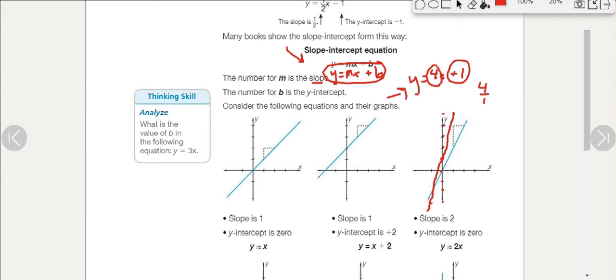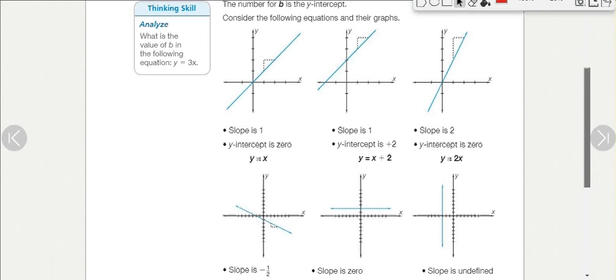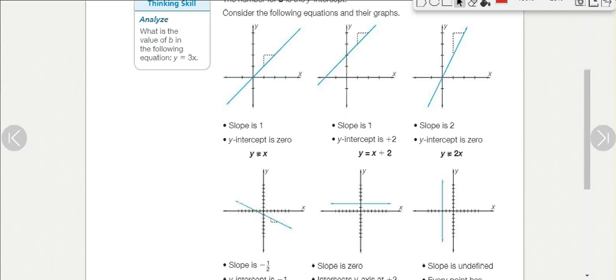So the m is the slope, and the b is where it crosses y, is where you count your rise and run from. So let's take a peek at how they did it on these examples. Here you have a slope of 1 and a slope of 2 over here. Y-intercept is 0, it's going through the origin. At plus 2, they counted starting from here, and 0 again through the origin.